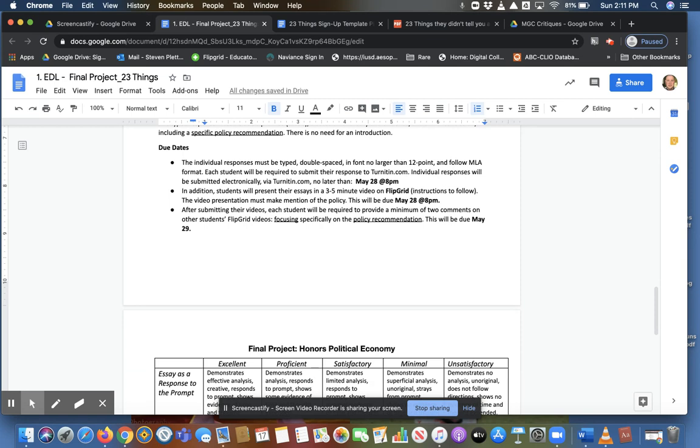Now, in terms of due dates, the individual responses must be typed, double-spaced, in font no larger than 12 point, and follow MLA format. Each student will be required to submit the response to turnitin.com. Individual responses will be submitted electronically no later than May 28th at 8 p.m. Okay. Also due on May 28th, you are going to create or present your essay in a 3 to 5 minute video on Flipgrid, and I'll give you more instructions on that as we get closer.